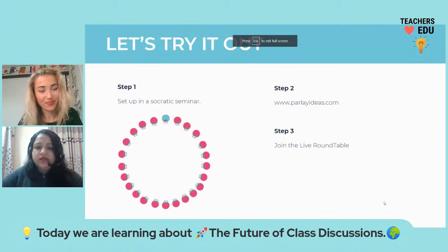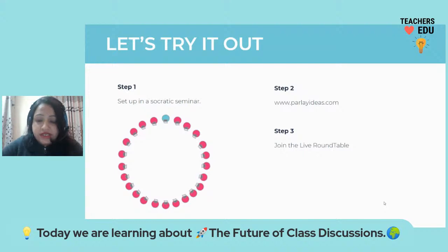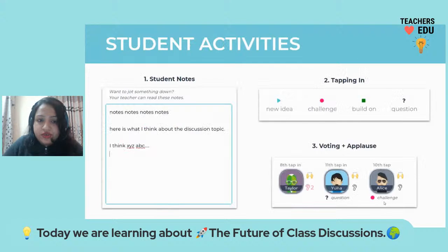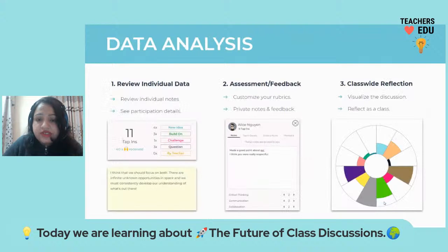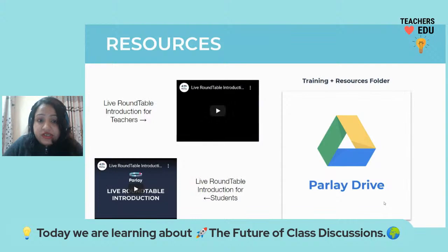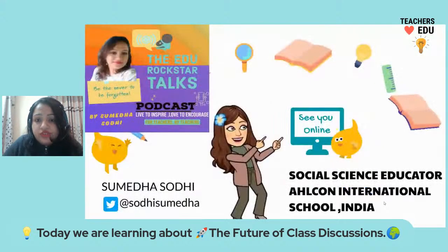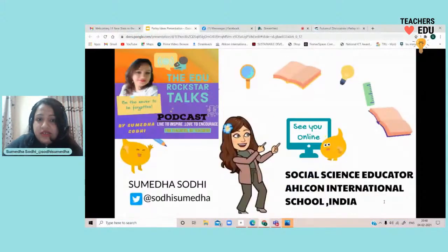Okay, so let us go for the demo now and try it out. As I said, in the first step, we have to go to www.parlayideas.com and then try the student activity and the teacher activities, which I will be controlling, and you all will be invited to participate as students through the class code. Then we are also going to see how we can review the data, the assessment, the feedback, and the class-wide reflections. These are some of the resources which you can also find on the Parlay Ideas website.